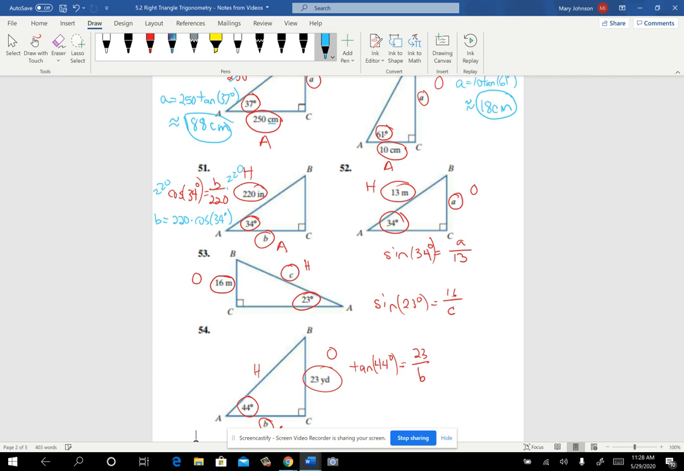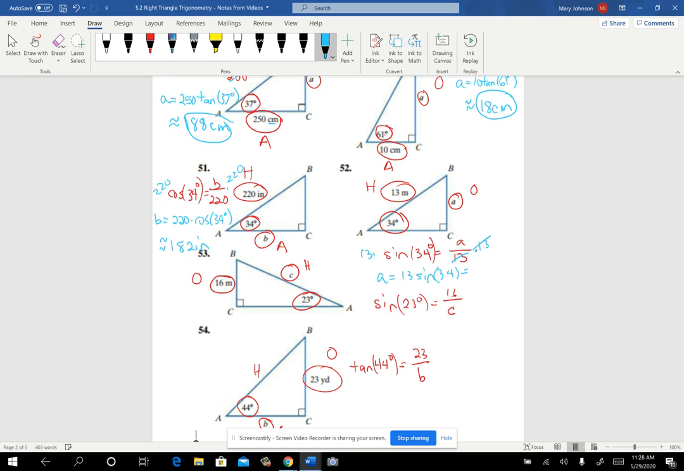And so go ahead and work that out. And that was cosine of 34. Okay, so that one turns out to be around 182. And that is in inches. Okay. Right, and then over here on 52, we'd multiply by 13. So we wind up with A equaling 13 times the sine of 34.